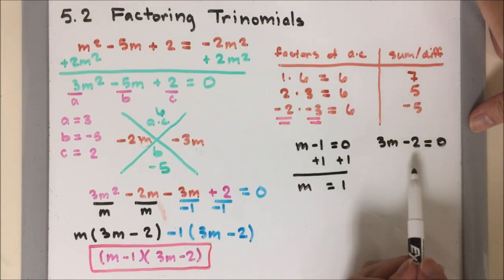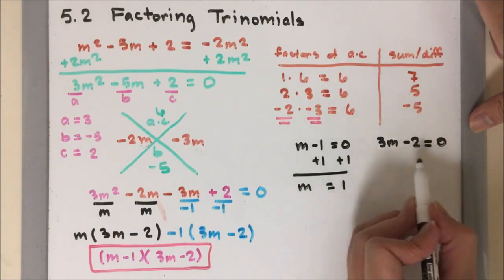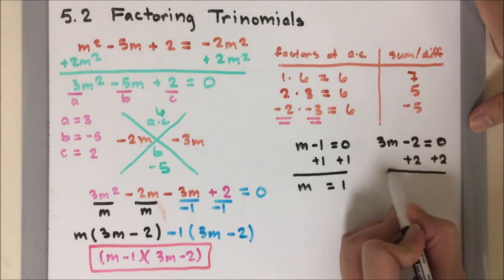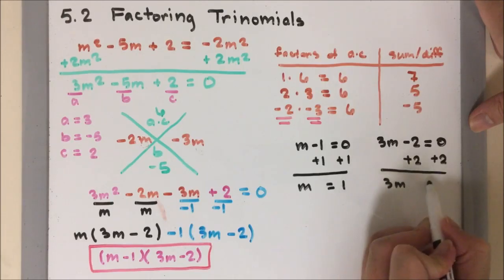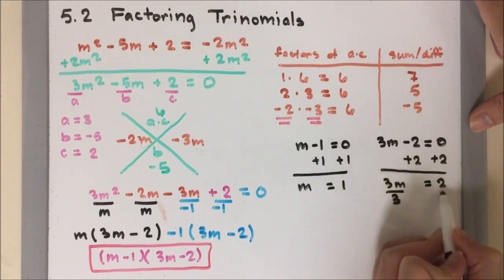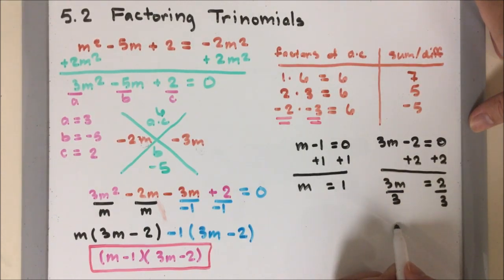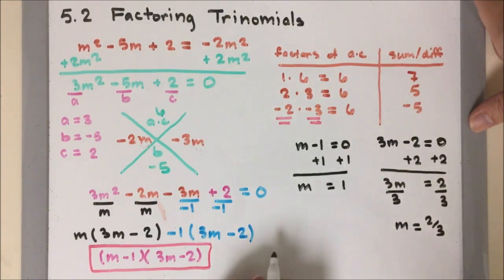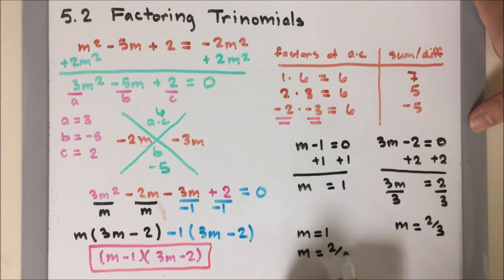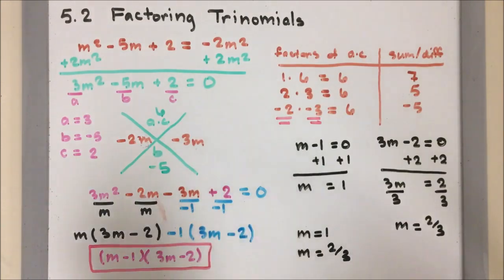Now let's take a look at the factor on the right. I'm going to cancel out the minus 2 by adding 2 on the left, therefore adding 2 on the right. I'm going to have 3m equal to positive 2. Then, to solve for m, I'm going to divide by 3. So I'm going to have m equals 2 over 3. So my two solutions are m equal to 1, and then m equal to 2 over 3. So these two are my solutions. Let me box that up.